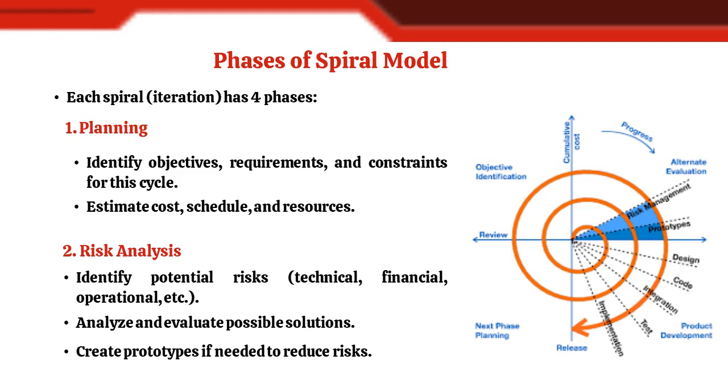The second phase is risk analysis, which makes the spiral model unique. In this step, the team identifies possible risks. These could be technical issues, financial limitations, or operational challenges. Next, they evaluate solutions to minimize or eliminate those risks. Sometimes they even build prototypes to test out ideas before moving forward. This ensures problems are caught early, saving both time and cost later.